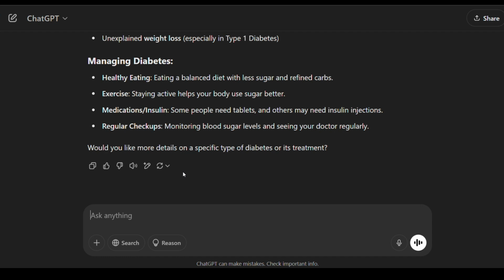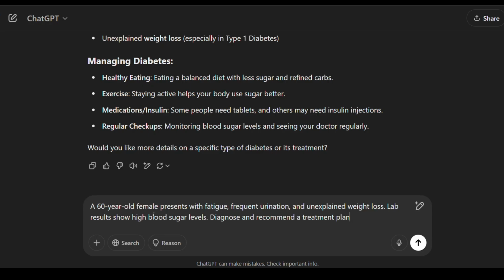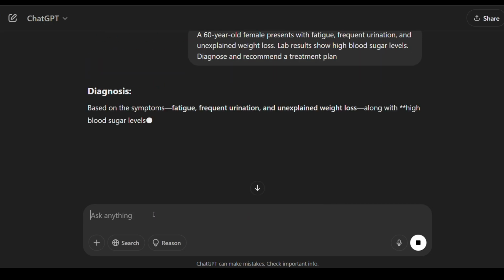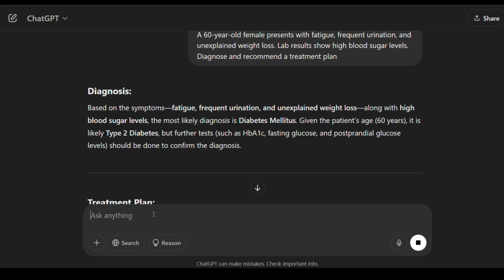Let us see how we can generate a fictional patient case for a medical training exercise. Let's try this prompt. Read it out and check what the output is.